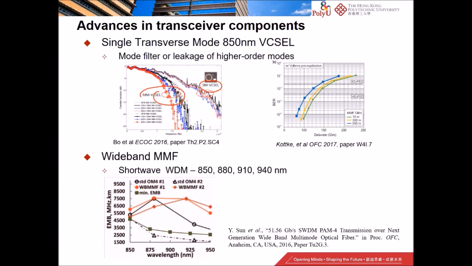This is some of the work done by OFS to develop new fibers so that the expected distance bandwidth product is relatively high across all 4 wavelengths. In that case, they were able to demonstrate a total of, I think, 200 gig transmissions using PAM4, using all 4 channels over 150 meters of multimode fiber.